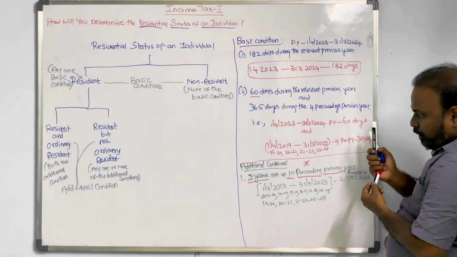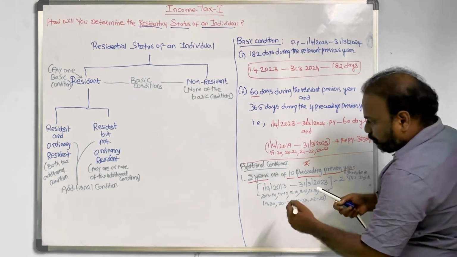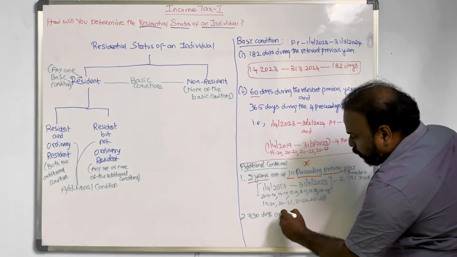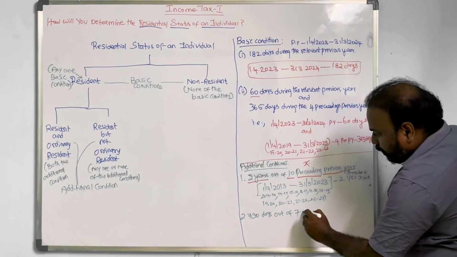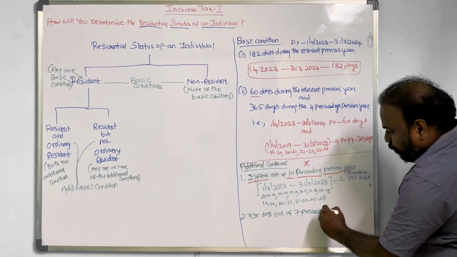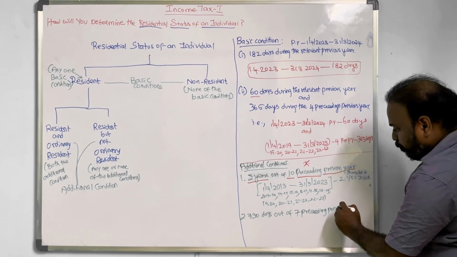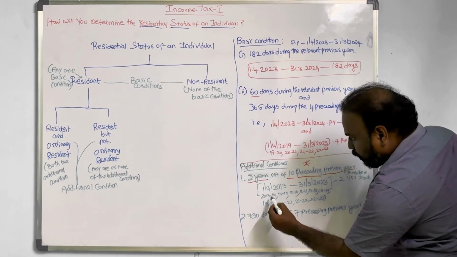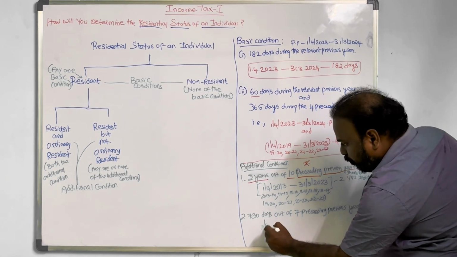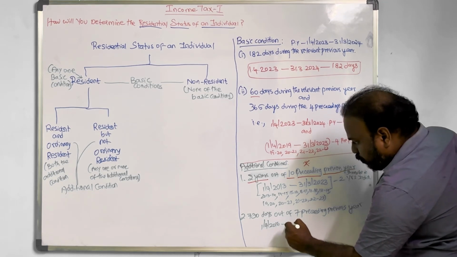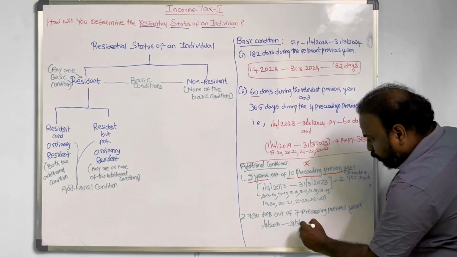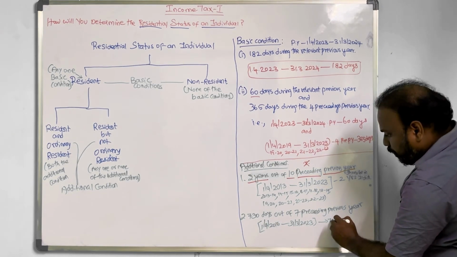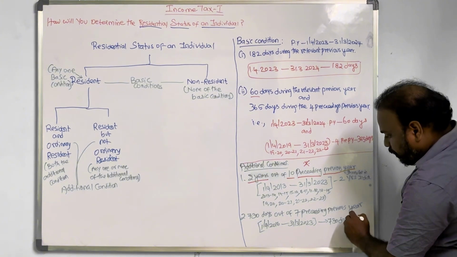Then the second additional condition is 730 days out of 7 preceding previous years. That means ignore the earlier 3 years. So from 1/4/2016 to 31/3/2023, this is 7 years. In this period, you should be in India for 730 days.